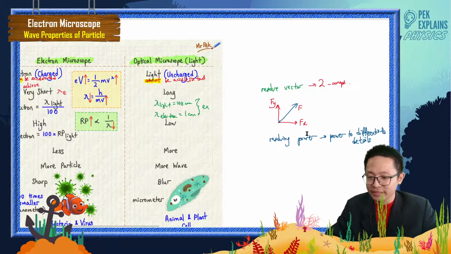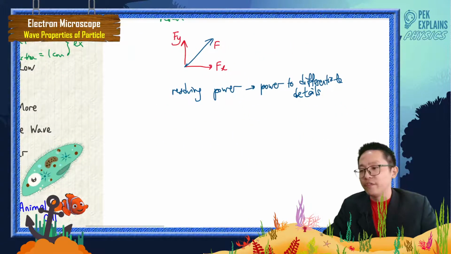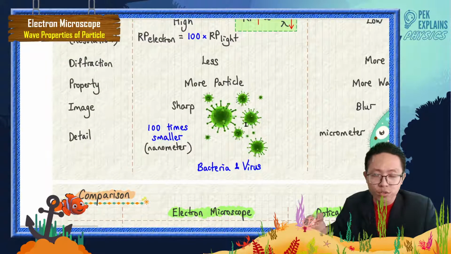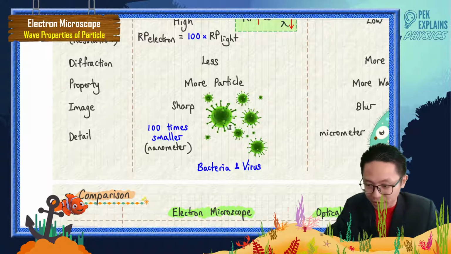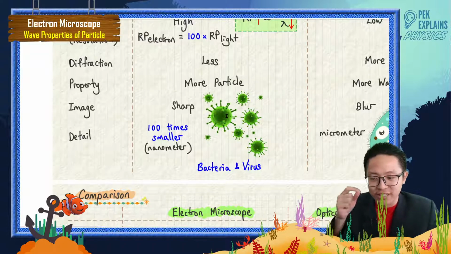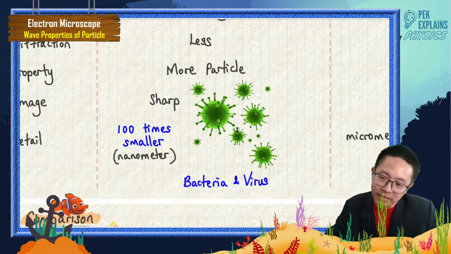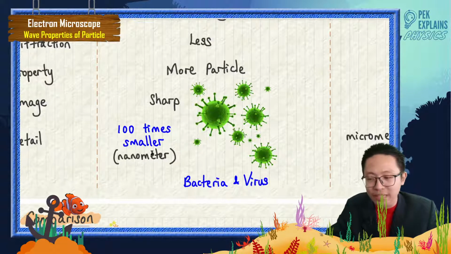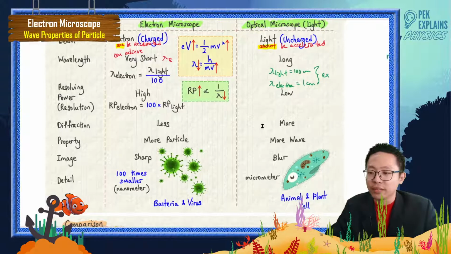Okay, do you get the idea? Resolving power is the power to differentiate details. That means if you have something very small, let's say a virus, so small you can't see it, the electron microscope has a high resolving power enough to see all the tentacles, all the structure, a round shape instead of just a dot. This is what the electron microscope can do. It can see things hundreds of times smaller, at nanometer scale, like plant cells and animal cells. Now that's a high resolving power.